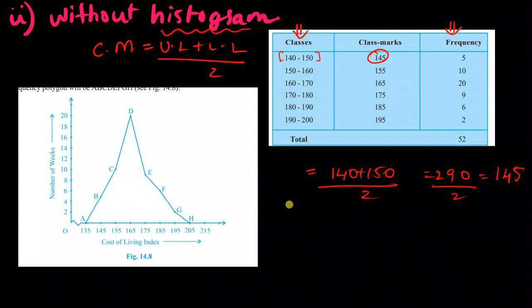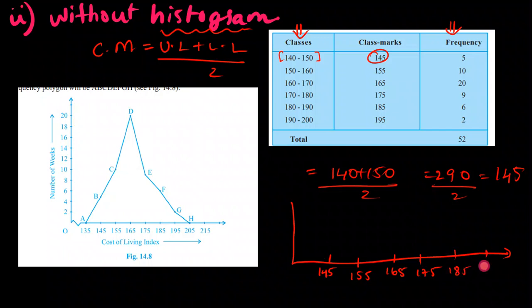Now all you need to do is basically write these class marks on the x-axis, whatever class marks you're going to be finding. So first you're going to start with 145, 155, 165, 175, 185 and 195. And here on the y-axis you will be having your frequencies, 2, 4, 6, 8, just for sample I'm telling. Now you need to mark the points here according to their frequency.